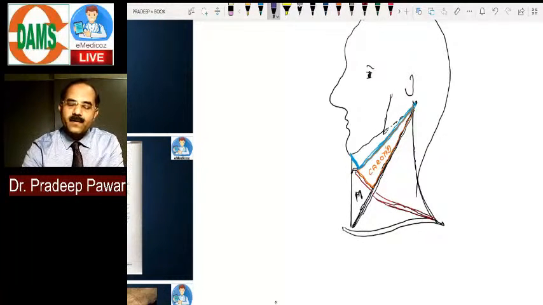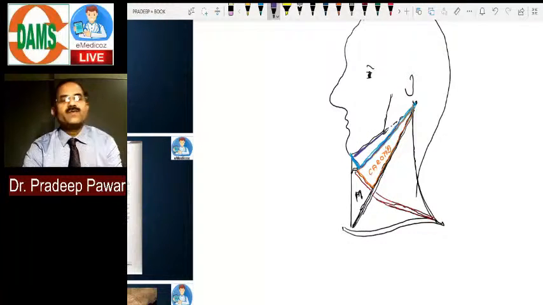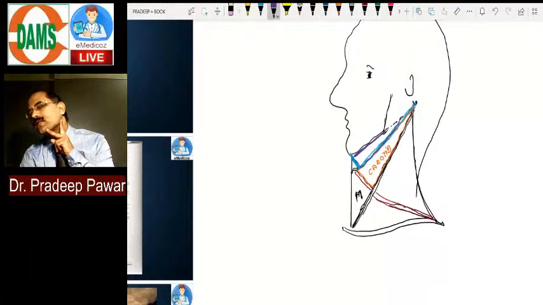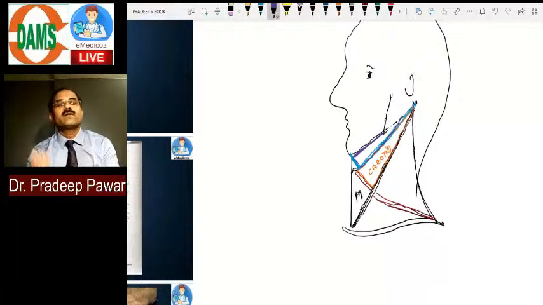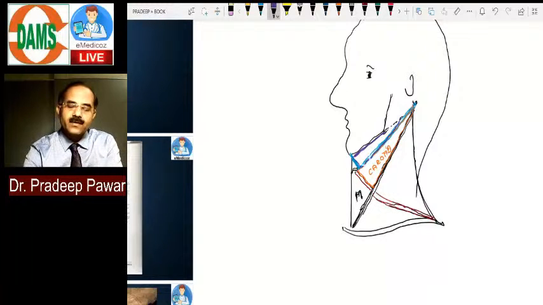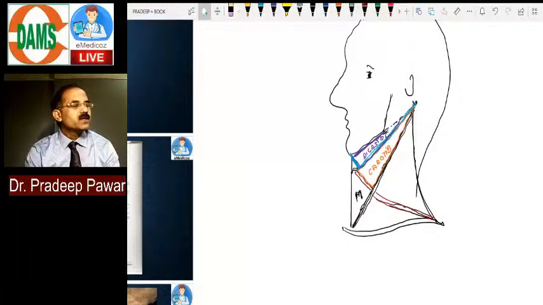Have a look at this now. This is the anterior belly of digastric. That's the posterior belly of digastric, and this is the body of the mandible. This triangle is what we call the digastric triangle. And we get a gland here. What is this gland found here? This is the submandibular gland. Very good.